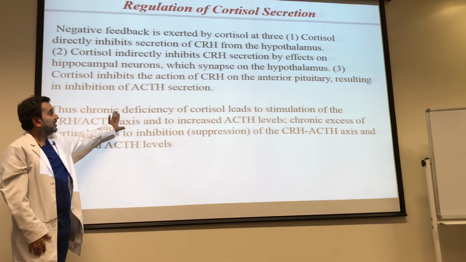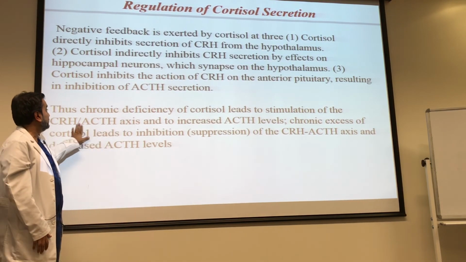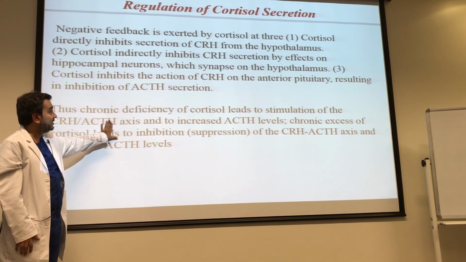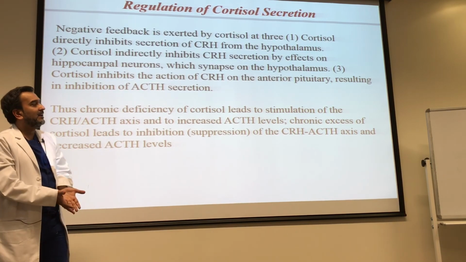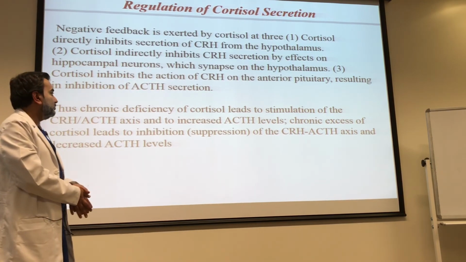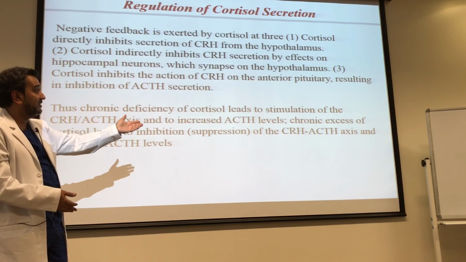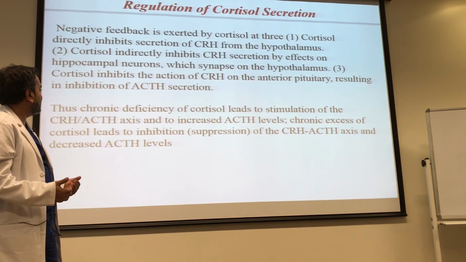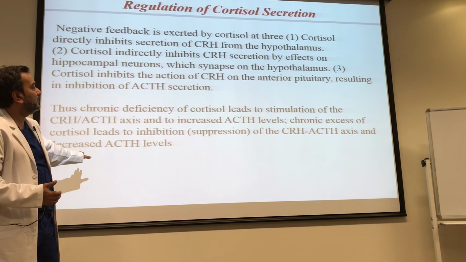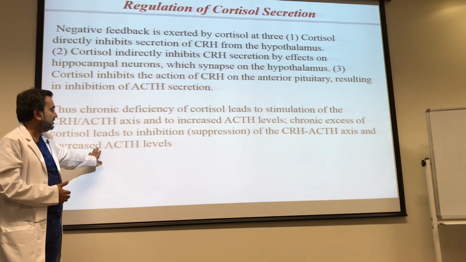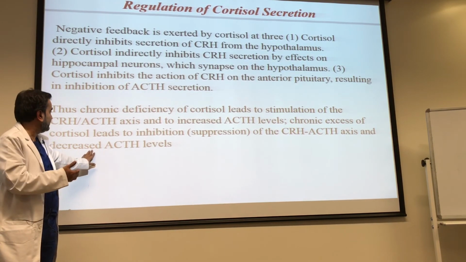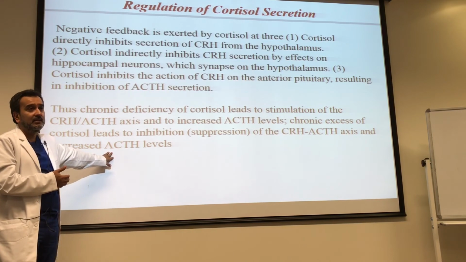Thus, chronic deficiency of cortisol leads to stimulation of CRH and ACTH, which will result in increased ACTH levels, and chronic excess of cortisol leads to inhibition of the CRH-ACTH axis and decreased ACTH levels.